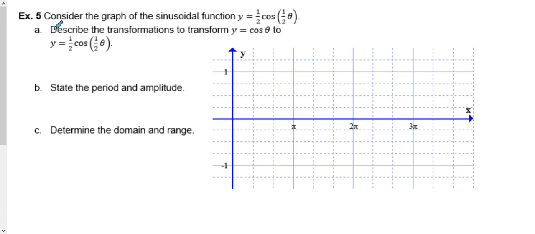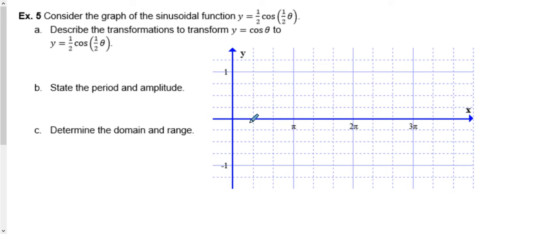In example 5 here, it says consider the graph of the sinusoidal function y equals 1 half cos 1 half theta. Notice that here on our x-axis we're talking in terms of pi, which is radian, so I want to switch my calculator back to radian mode, and I need to figure out, well, what lines do I have? If pi is right here, I have 3 sections, so this is now going to be 30, 60, 90, which is pi.